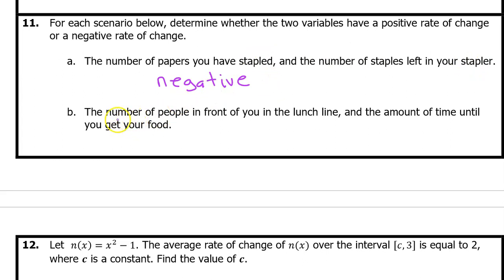Part B, the number of people in front of you in the lunch line and the amount of time until you get your food. As you wait in line, the amount of time until you get your food decreases. But at the same time, the number of people in front of you in line also decreases. Because these variables change in the same way, both decreasing together, this is a positive rate of change.